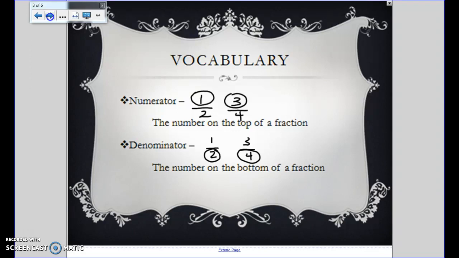So I'm going to use the words numerator and denominator throughout this video. So it's going to be important to pay attention to when I say numerator, I'm talking about the top of the fraction. When I say denominator, I'll be referring to the bottom of the fraction. So the numerator is the parts, the denominator is the whole. So here we go. Let's move on.